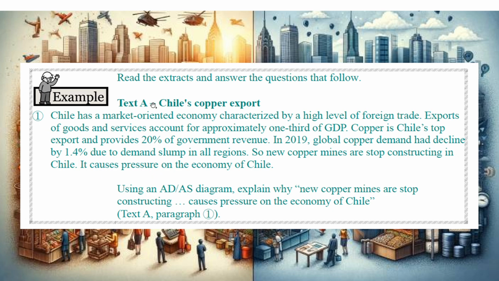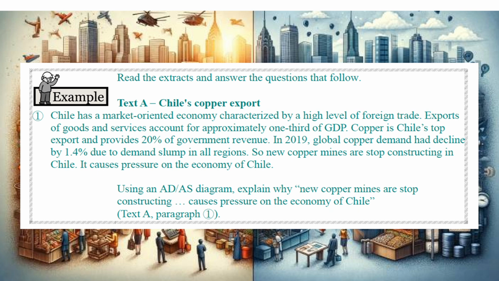So with the extract, okay. Use an AD and AS diagram. Explain why new copper mines stopped being constructed, causing pressure on the economy. Okay. Bring out a paper. Think about the effects on AD or AS. Draw the diagram and explain it. Explain what pressure on the economy means. What do you mean by that?